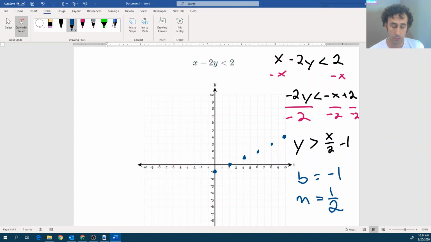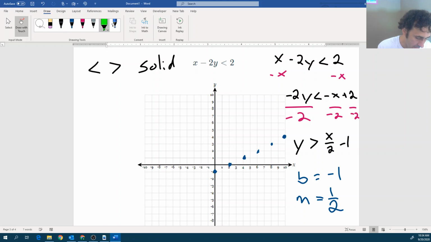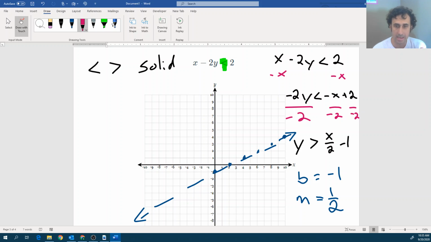So part 1, the line is graphed. Part 2, is this going to be a solid or a dotted line? Well, because it's just that less than, the equation does not have that equal to portion on it. It's just that less than. We are going to use a dotted line in this case. Something like that. It's a dotted line, or a dashed line is another way to think of it. And the final step is, which way do we shade?